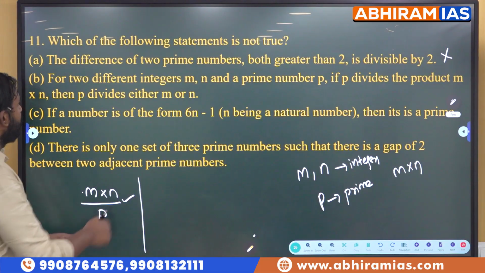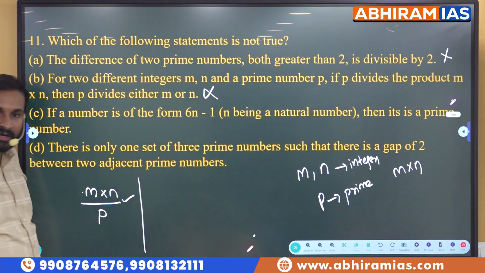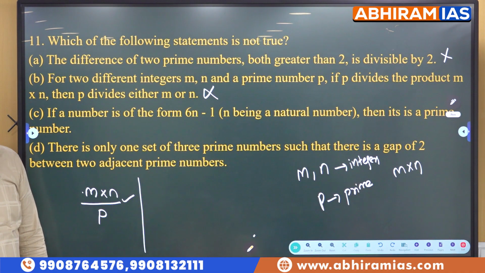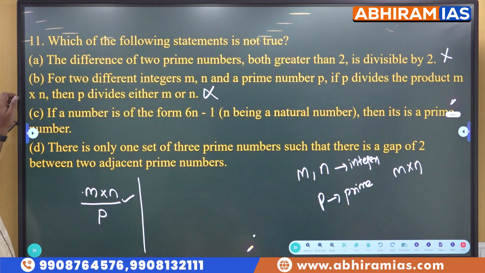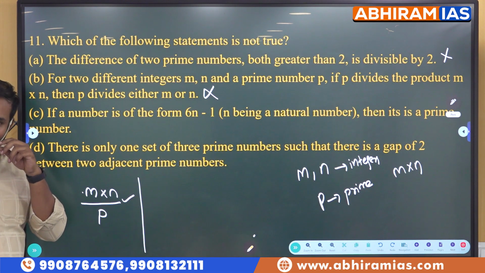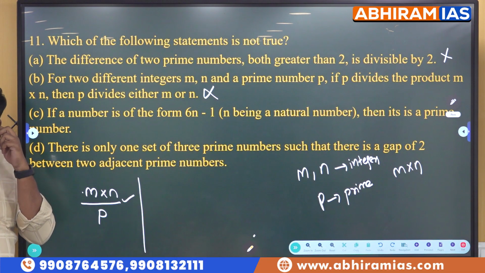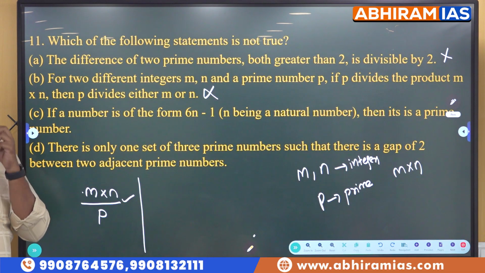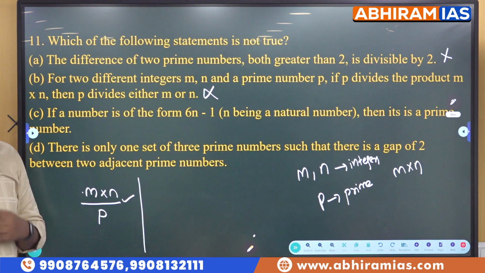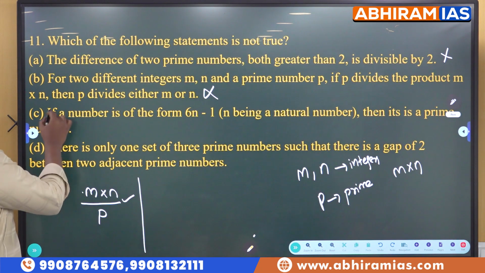So this is true actually. So that is not our answer. That is true, that is not our answer here. Next, if a number is of the form 6n minus 1, then it is a prime number. Is it true? Is 6n minus 1, each and every number of that form, a prime number? No, it is not a prime number.